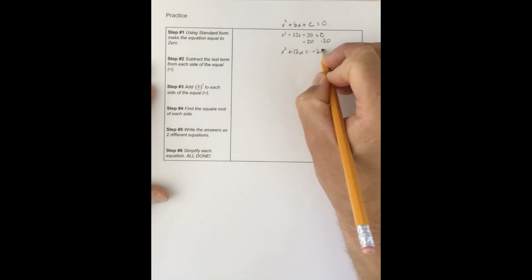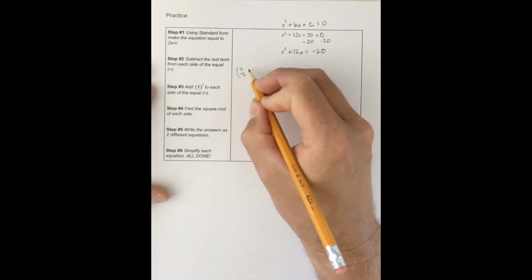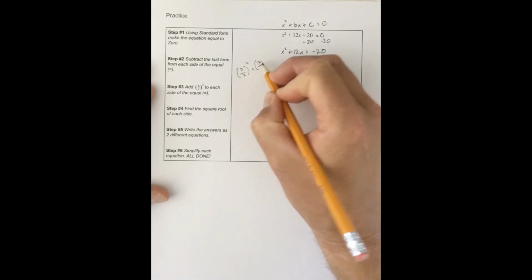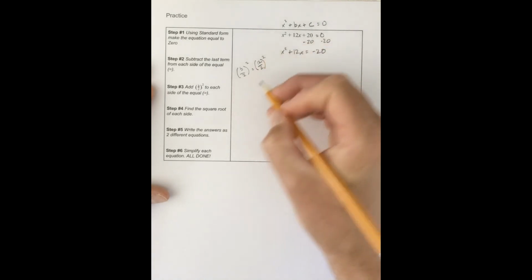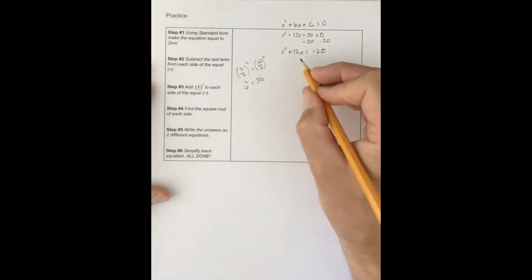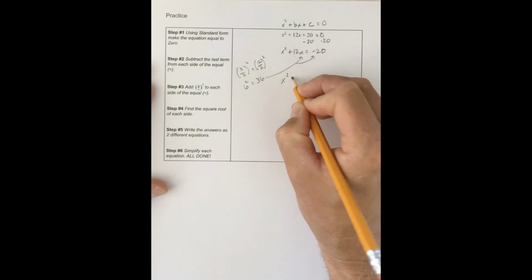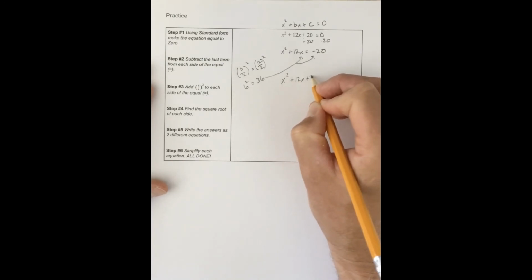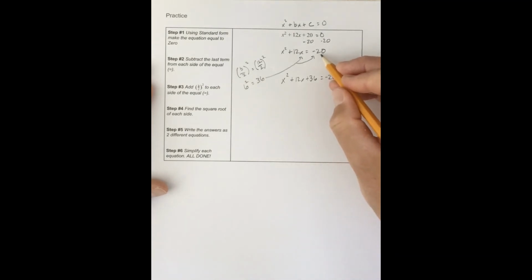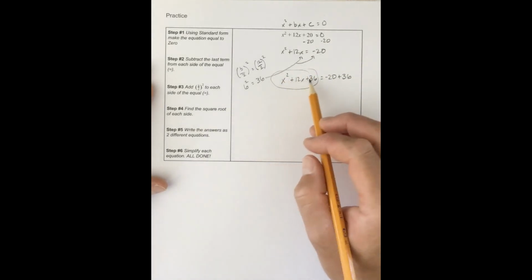So first thing I need to do is subtract the last term from both sides of the equals, so x squared plus 12x equals negative 20. Then I need to take this formula right here, and so I have my b halved squared. So that would be 12 divided by 2 squared. So 12 divided by 2 is 6, squared equals 36. So then I add that into both sides of the equal. And it's important that we remember to not get rid of that negative 20 because that's an integral part of this.